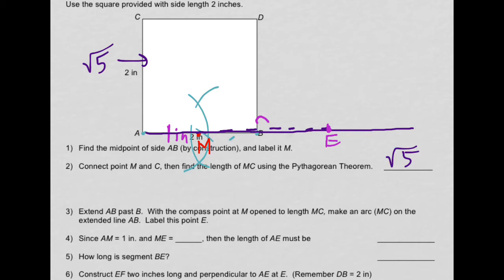It also says with the compass pointed at M, open to length MC, make an arc MC on the extended line. So let's just make that arc right there. It's called E.